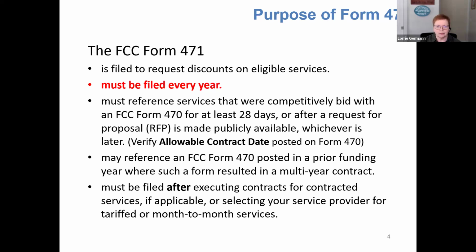Now, when we file, let's say you're in year 2 of a 5-year contract, when we go to file the 471 each year, we're simply going to point back to the 470 that was filed before we actually awarded that contract. So you still have a 470 out there. It's just one that you filed, like I said, could be 2 years ago, 3 years ago, whatever, before you entered that contract itself.